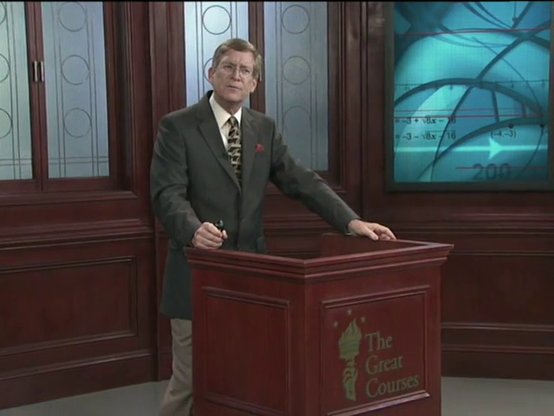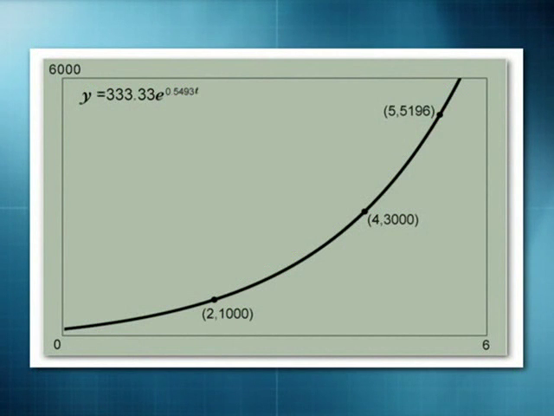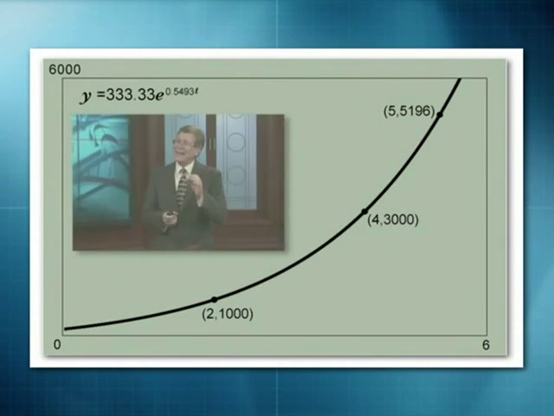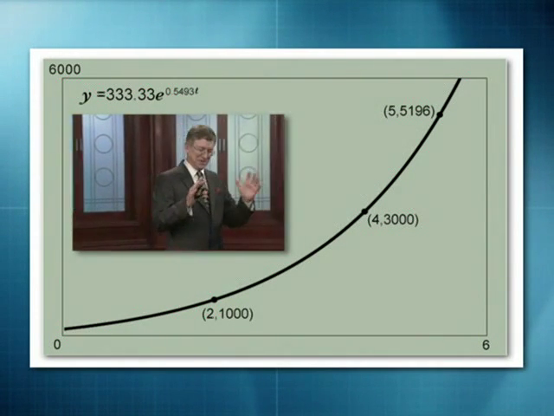Here's a question for you. What was the initial population of fruit flies? What did we start out with? Well, look back at the model. When t is 0 in this model, you get e to the 0, which is 1, and so y is nothing more than 333.33. Now, you can't have a third of a fruit fly, so it's approximately 333. So in this picture, the curve goes back and touches the y-axis at about 333.